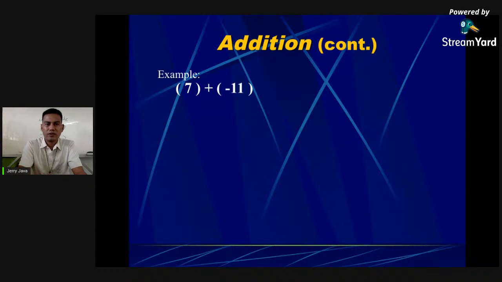20, 21, 22, 23, 24, 25, 26, 27, 28, 29, 30. Type in your answer now. Write your answer there in the chat box. Type in your answer, kids. Okay, I'm seeing negative 4, negative 4, all the same answers, negative 4. Let's try. Now you're learning.